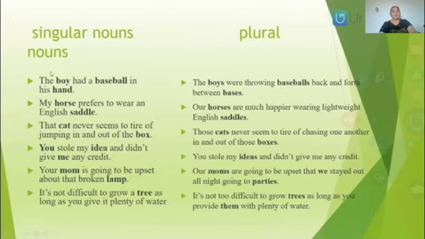Okay. See now, there are a few examples that you see on the screen. The boy had a baseball in his hand. The boy has, you could also use has, no problem. Okay. The boy had a baseball in his hand. So now the boy, here it is singular, correct? You could see the plural form, the boys. The boys were throwing baseballs back and forth between bases.